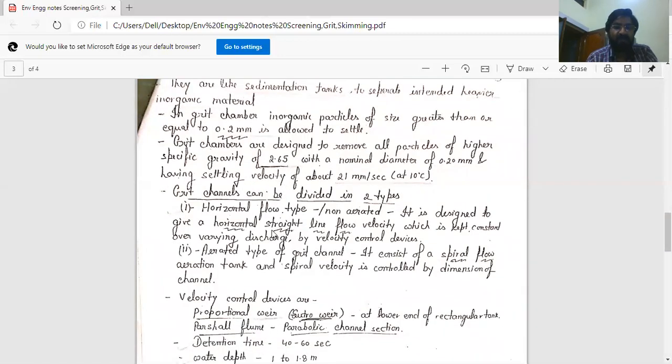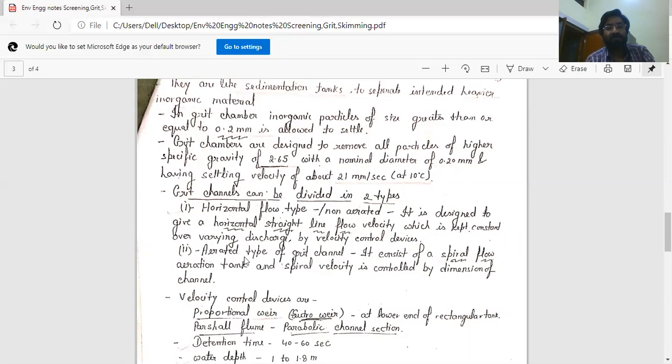Grit channels can be divided into two types. First is horizontal flow type or non-aerated. It is designed to give a horizontal straight line flow velocity, which is kept constant over varying discharge by velocity control devices. First is horizontal flow type and second is aerated type.